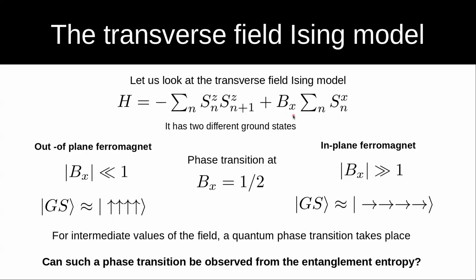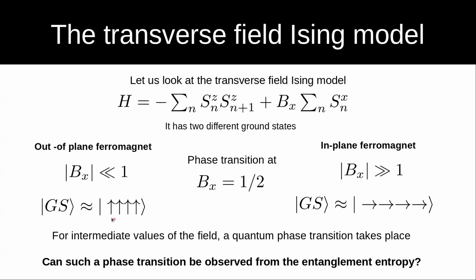If you take a very, very large Bx, so Bx going towards infinity, you could drop out this term from your Hamiltonian, and the ground state that you get is effectively all the spins pointing in the x direction. So this model has a classical ground state for Bx equal to 0, and a classical ground state for Bx equal to infinity. And between these two states, there's a quantum phase transition, and this quantum phase transition happens at Bx equal to 1/2. So now the question is, can we see this phase transition from the entanglement entropy?